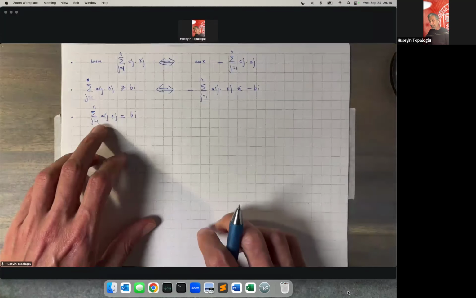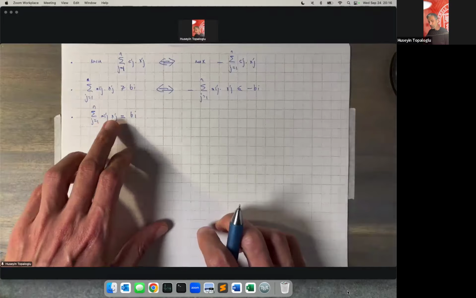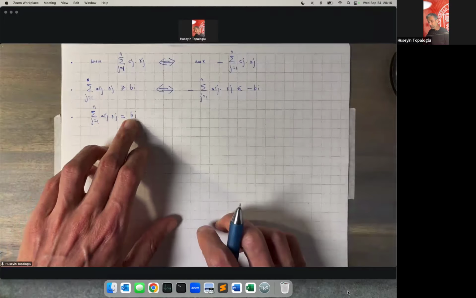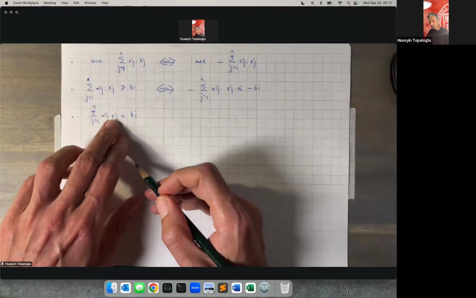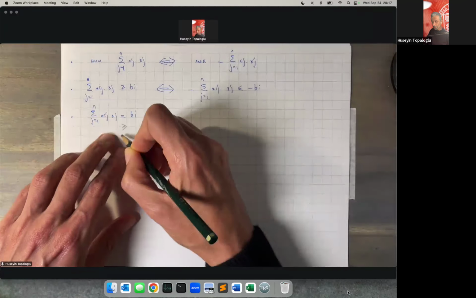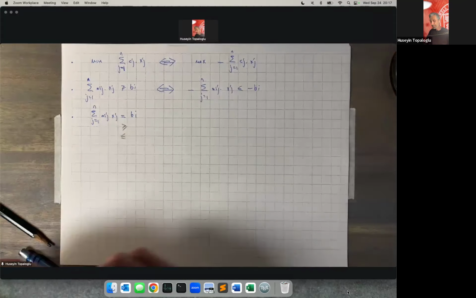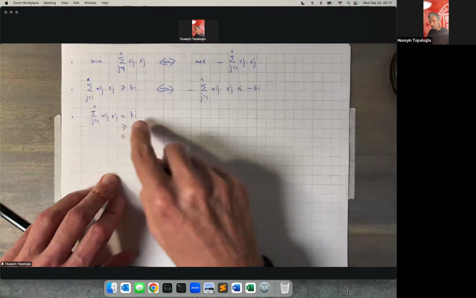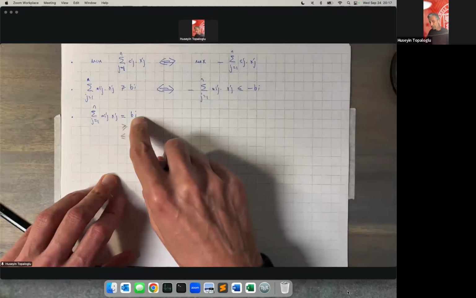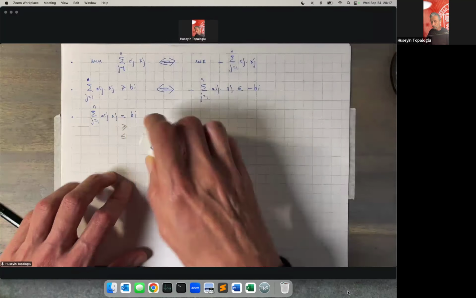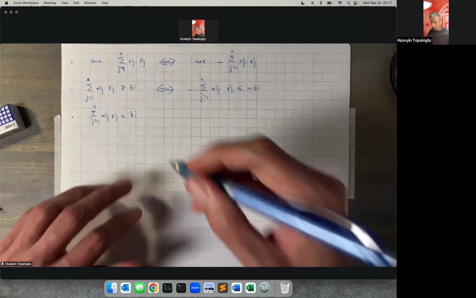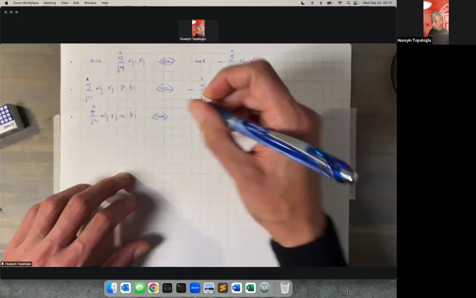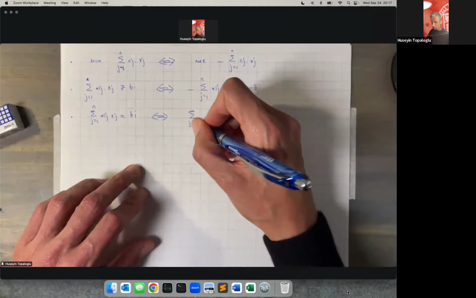Saying that the sum over aij times xj is exactly equal to bi is the same thing as saying that the sum over aij times xj is greater than or equal to bi and also less than or equal to bi at the same time. Saying that this quantity is exactly equal to this quantity is the same thing as saying this quantity should be greater than or equal to this quantity, and this quantity should be less than or equal to this quantity. So now I can turn an equality constraint into two inequality constraints.